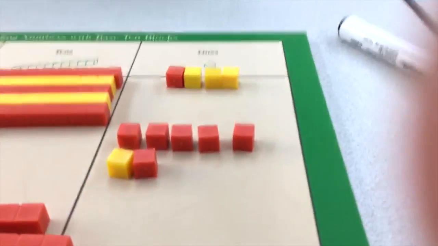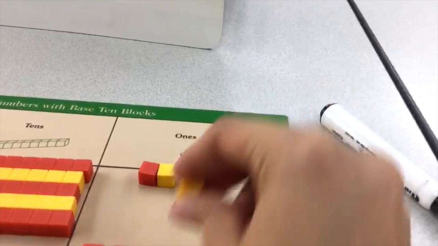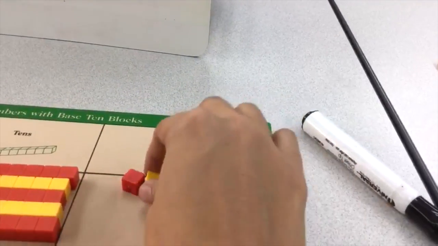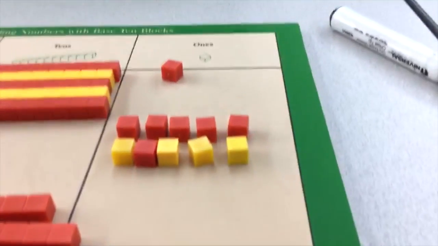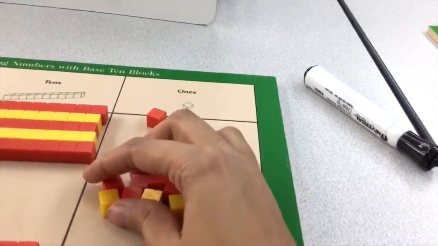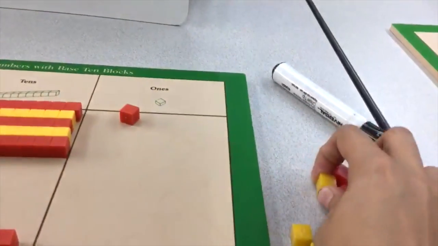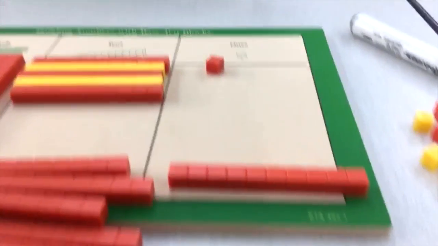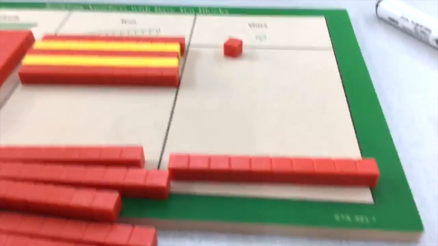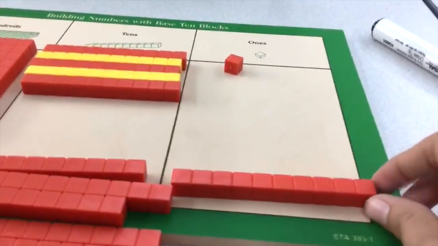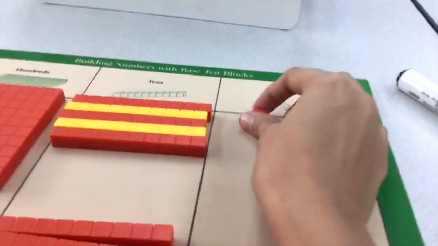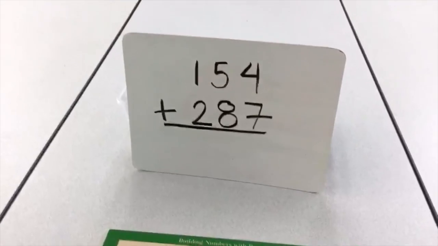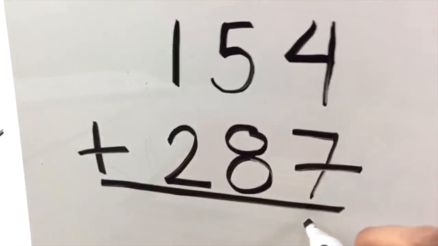So to do that, I will take the 4 ones, okay, so now I have 10 ones. I'm going to exchange these for a 10. Well, as we can see, the 10 cannot stay in the ones, so we will have to move this 10 over here.